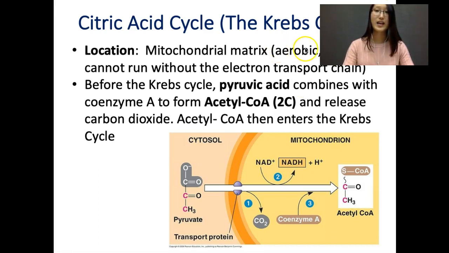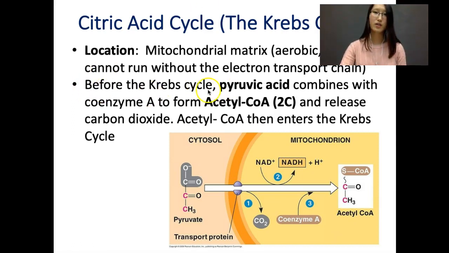So this process is an aerobic process. So you want to repeat after me. Pyruvate processing is aerobic. Krebs cycle is aerobic. And then electron transport chain is aerobic. Glycolysis is anaerobic. Remember, aerobic means we need oxygen, anaerobic means we don't need oxygen.